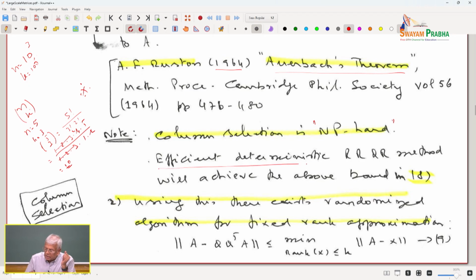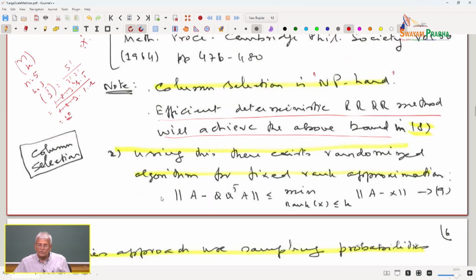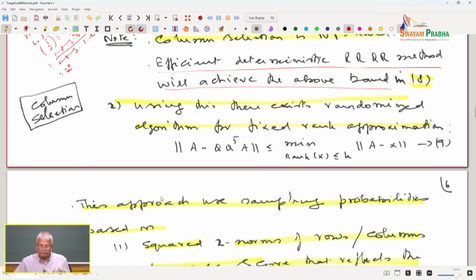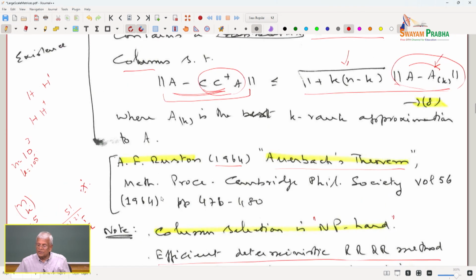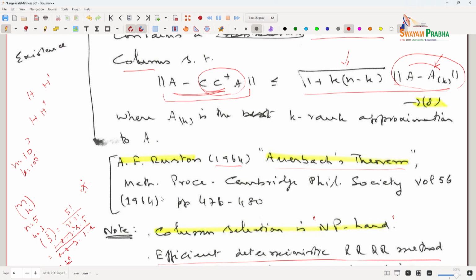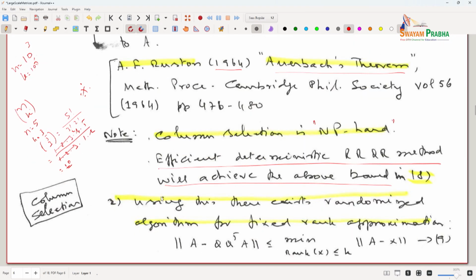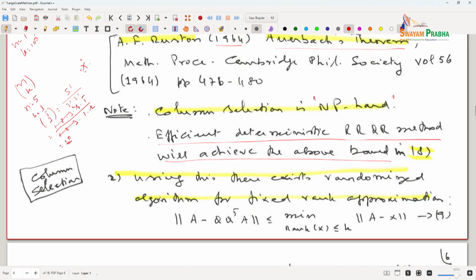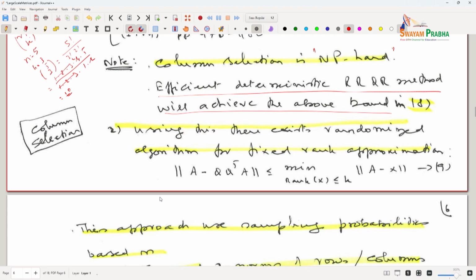The efficient deterministic algorithm, which is the RRQR method that I talked to you about by Gu and Eisenstat, will achieve this above bound in 8. What is this bound in 8? That is the bound in 8. That means the error in the approximation is bounded above by a constant multiple of the optimal error. So, Gu and Eisenstat, falling back on the existence result, they proved a deterministic method for achieving that bound.